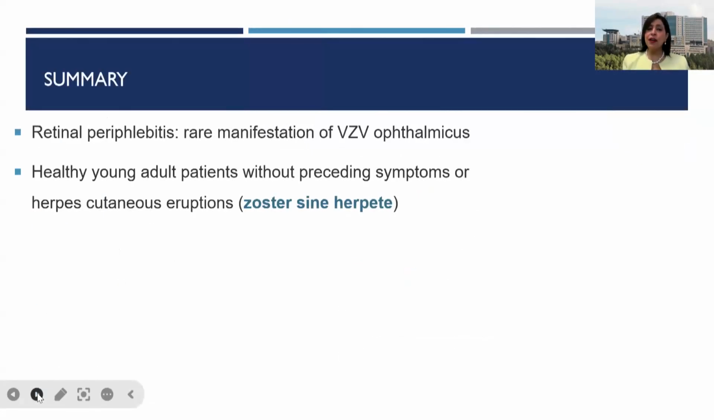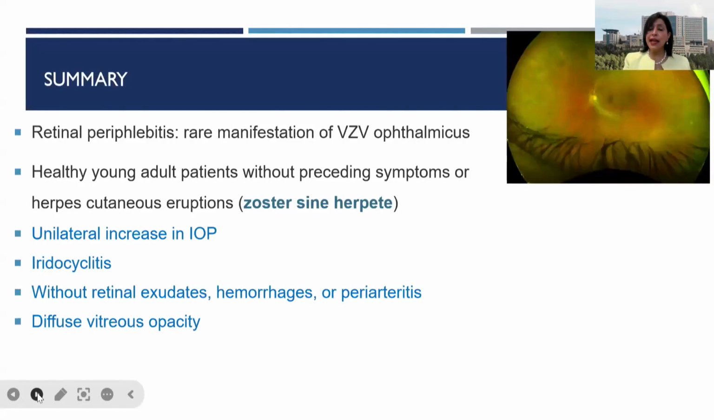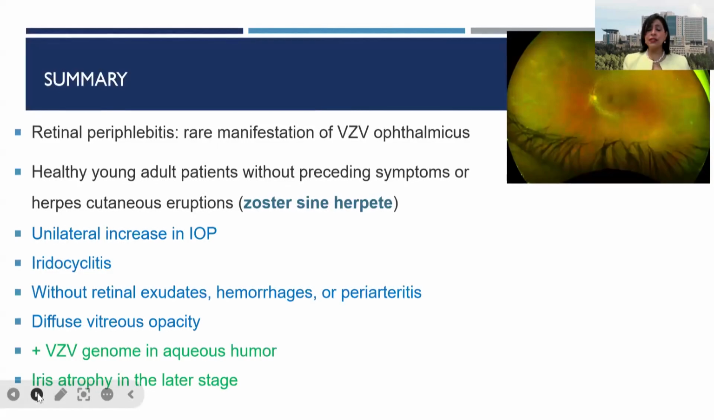So they were two healthy young adults without the cutaneous eruption of herpes zoster, so it was a zoster sine herpete. Regarding the anterior segment, they had the classic features of herpetic uveitis with iridocyclitis and a unilateral increase in the IOP. However, the patients also had retinal periphlebitis with no hemorrhages and no arteriolitis, which is the feature of acute retinal necrosis. The diagnosis was confirmed by showing the VZV genome in the aqueous humor, and both developed iris atrophy in a later stage.